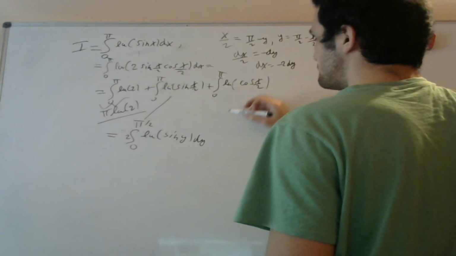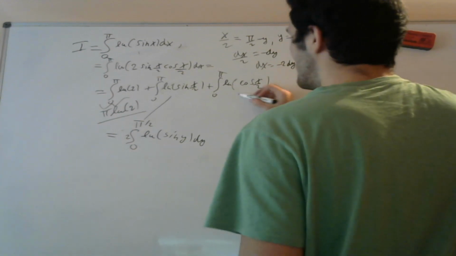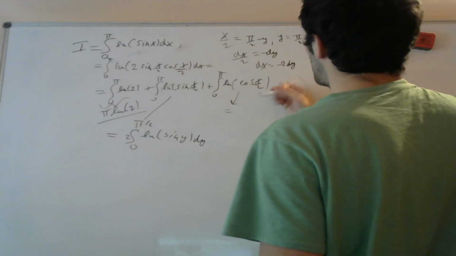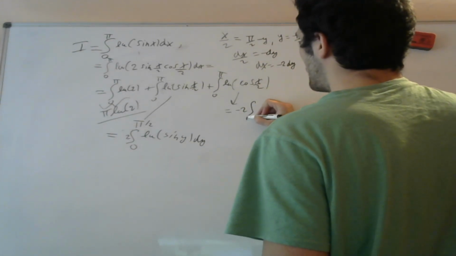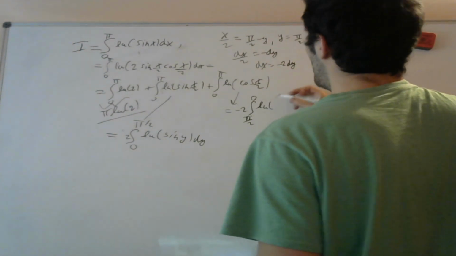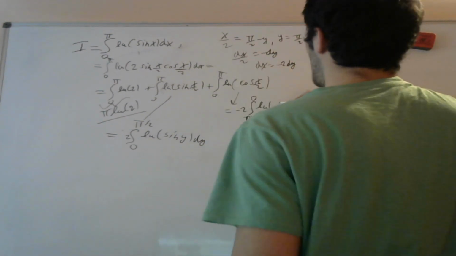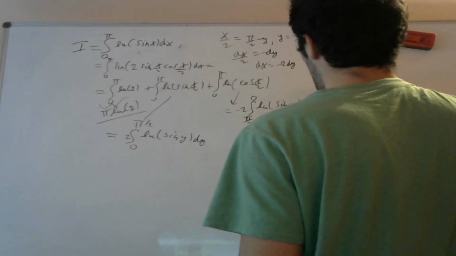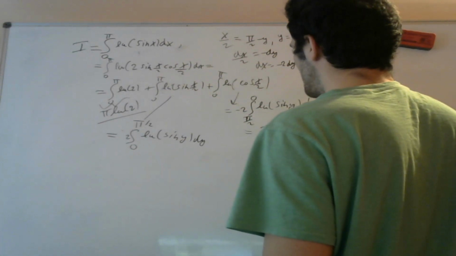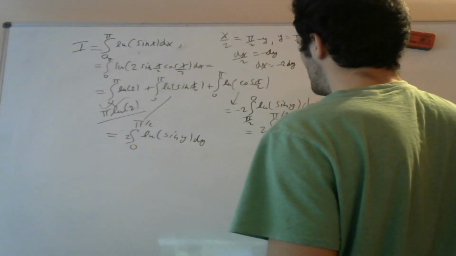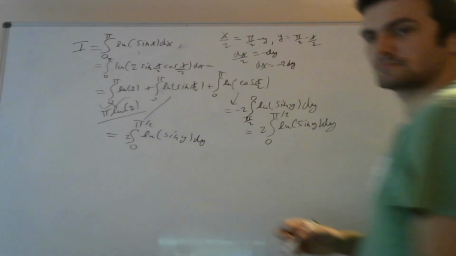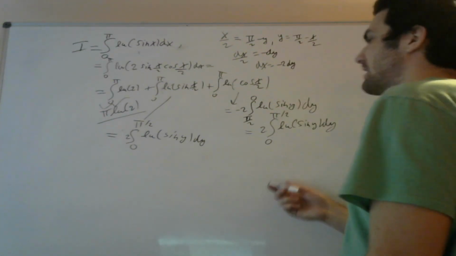So this integral simplifies to what? We will take negative 2 in the front, from pi over 2, because pi over 2 minus 0 is pi over 2, to 0, ln of cosine of pi over 2 minus y, which is sine of y, dy. Now we will use the minus to flip the boundaries, and we get the integral from 0 to pi over 2 of ln sine of y dy.